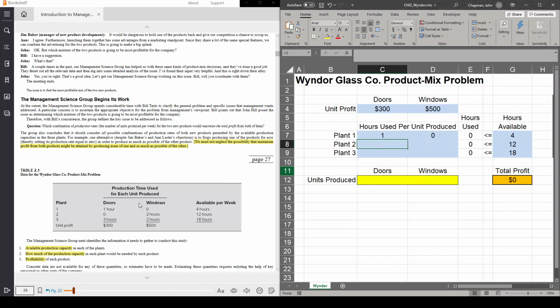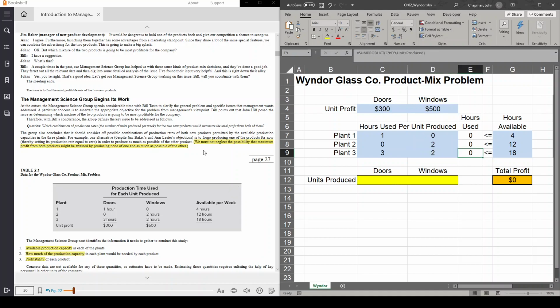Plant two is not going to produce any doors. There's 0 time used to produce each door in plant two, but it does use 2 hours to produce each window in plant two. So we'll put 2 there. Plant three uses 3 hours to produce each door. So we'll put 3 hours here. And then plant three also uses 2 hours to produce each window in their plant.